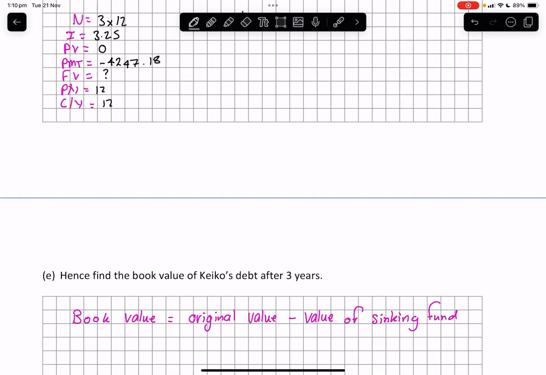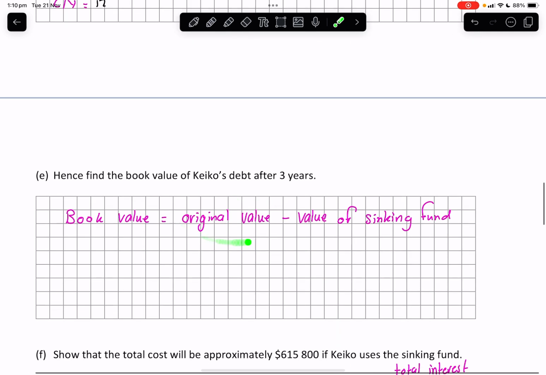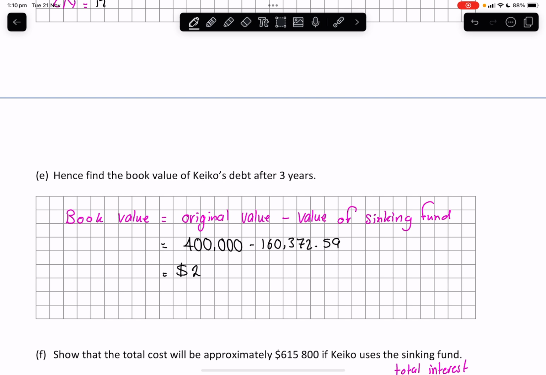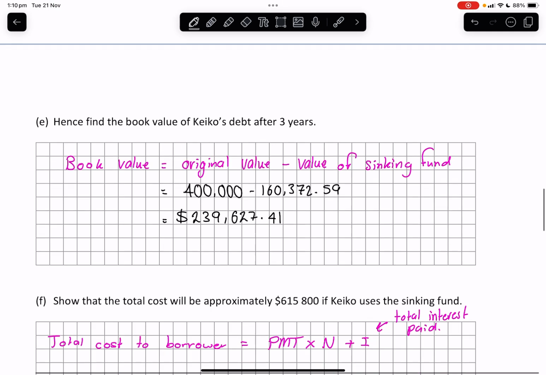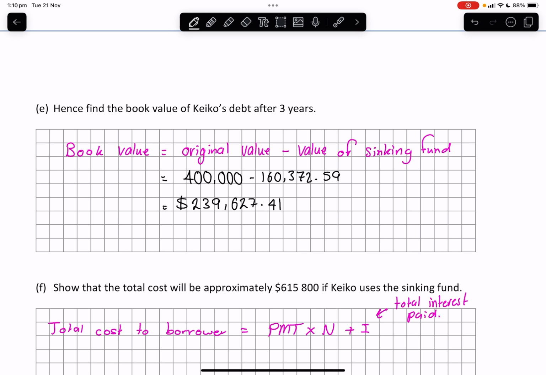So hence find the book value. So that is my original loan value minus the value of the sinking fund. So that's $400,000 minus our 160,372.59. So that means my book value is approximately $239,627.41. So that's my book value after 3 years.